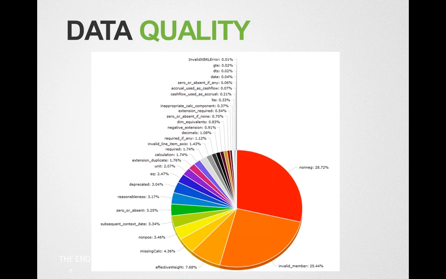As you can see, going clockwise around the pie, the biggest issue is non-negative items. These are when companies are reporting information in their XBRL filing and the value has been put in with a negative, or if the value is expected to be negative, it's been put in as a positive. So the non-negs represent nearly 29% of all the issues in filings to date.